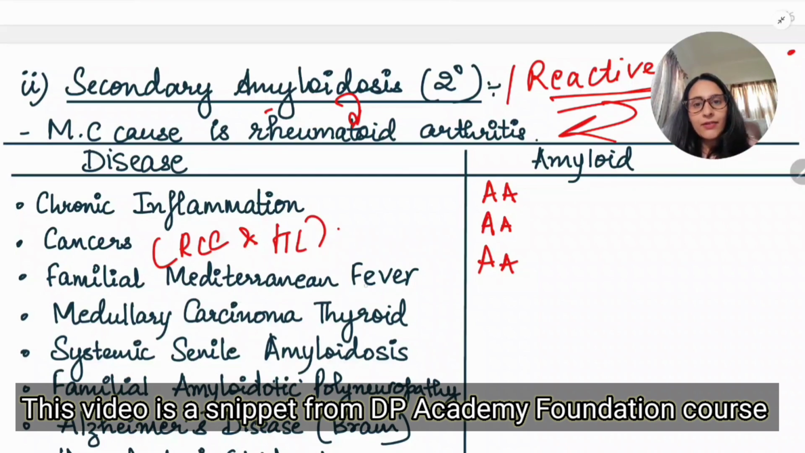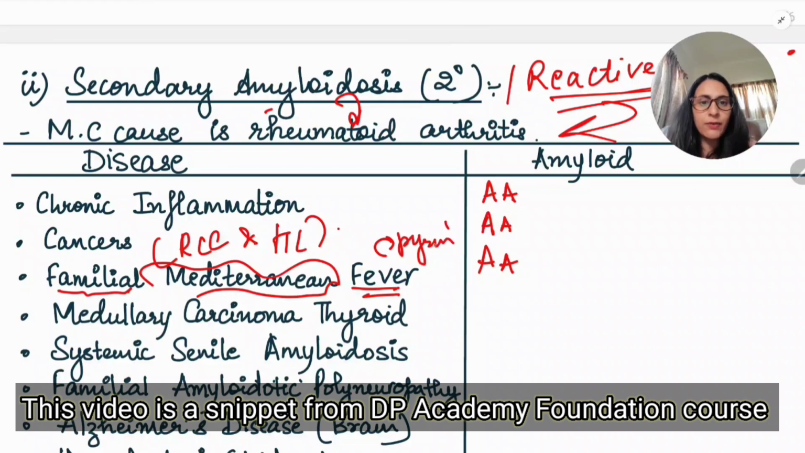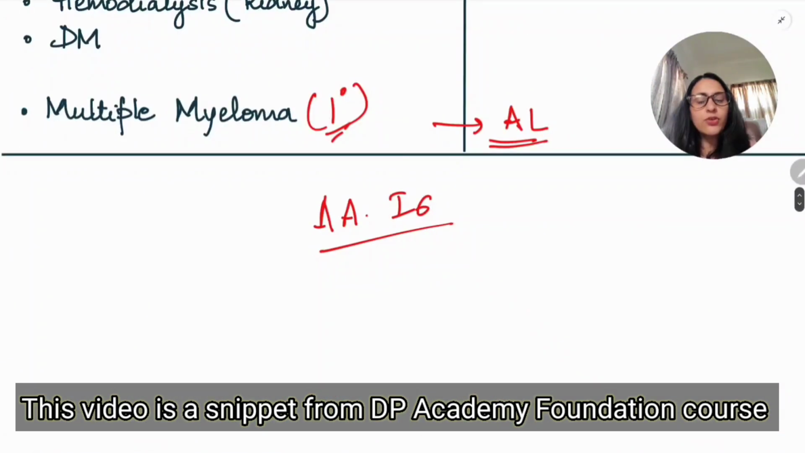Familial Mediterranean fever. Mediterranean is the word that means it is present in the Mediterranean areas. Familial means it runs in the family history, and fever means it is accompanied with a fever component. The defect here is the pyrin gene defect. Now fever means pyrexia, easy to remember, pyrin gene defect. It also produces amyloid.